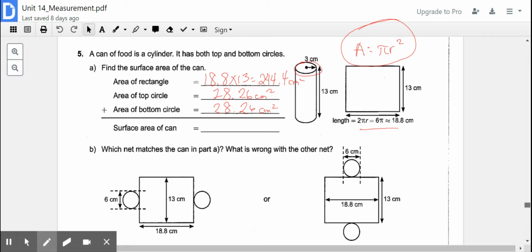So the surface area of the can then is going to be the area of the rectangle plus the top and the bottom. 244.4 plus 28.26 plus 28.26, and the grand total is 300.92 centimeters squared. That's what I got as an answer anyway. Let's take a look at the next question. Let me know if you get something different than I do, if you get stuck. I don't mind working through these again.